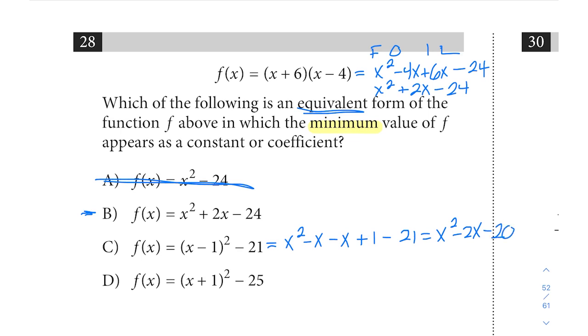minus 21. Combining like terms, we'll get x squared minus 2x. We can already tell it's not going to work. Positive 1 and a negative 21 is minus 20. So that one is not equivalent. And then for D, here when we FOIL this, we get x squared plus x plus 1. And then minus 25. Combining like terms, here we get x squared plus 2x minus 24. Okay. So this one's also equivalent.